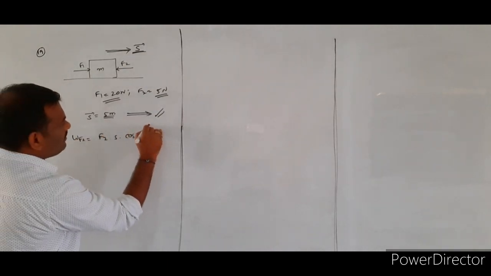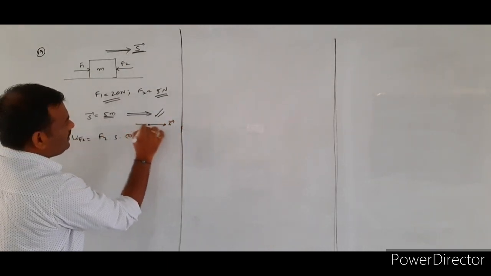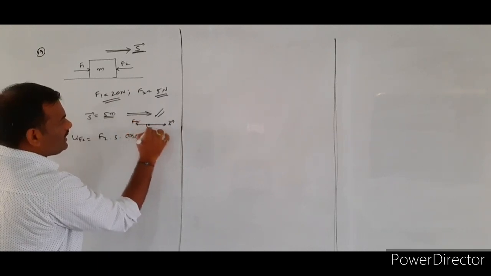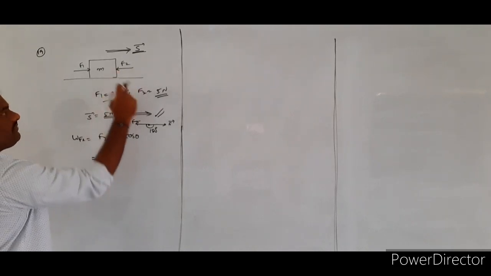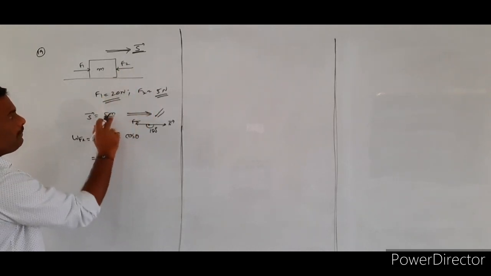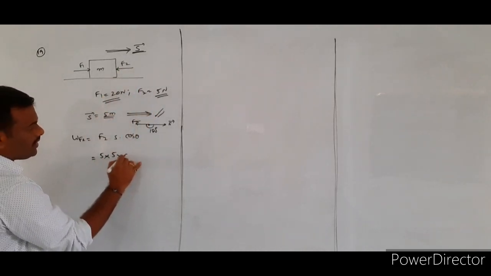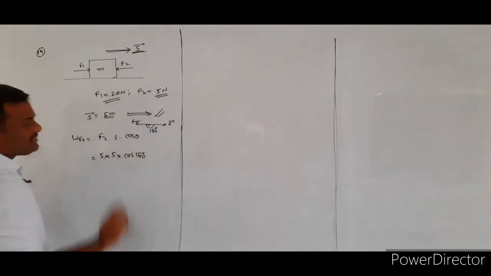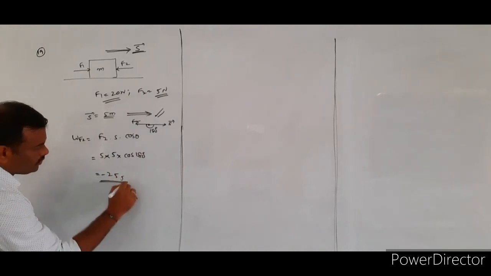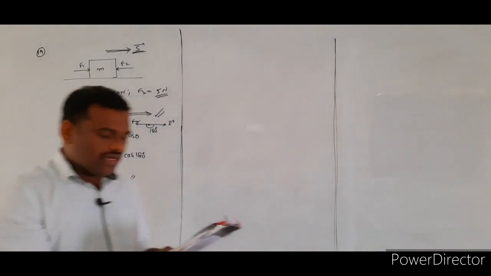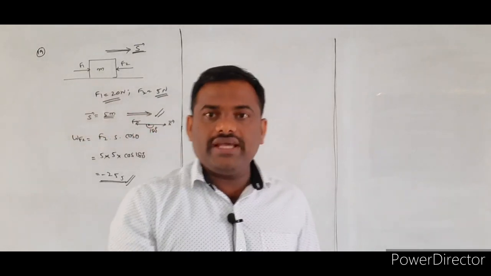If you look at the diagram, this is the direction of the displacement, and this is the direction of F2. So what is the angle between these two? 180 degrees. Magnitude of F2 is 5, and magnitude of displacement is 5, so 5 into 5 into cos 180. Cos 180 is equal to minus 1. Therefore, work done is equal to minus 25 joules.